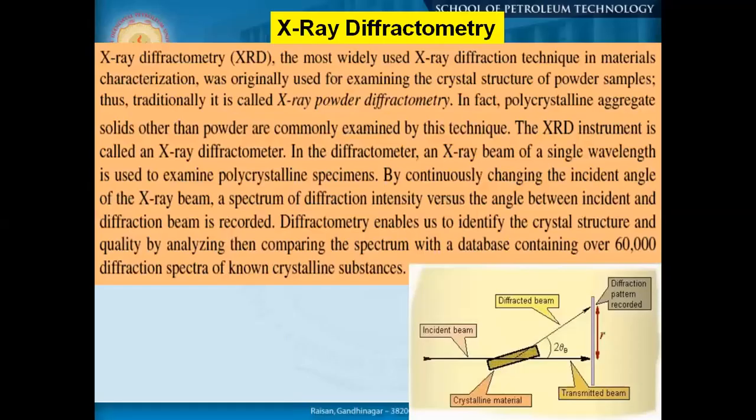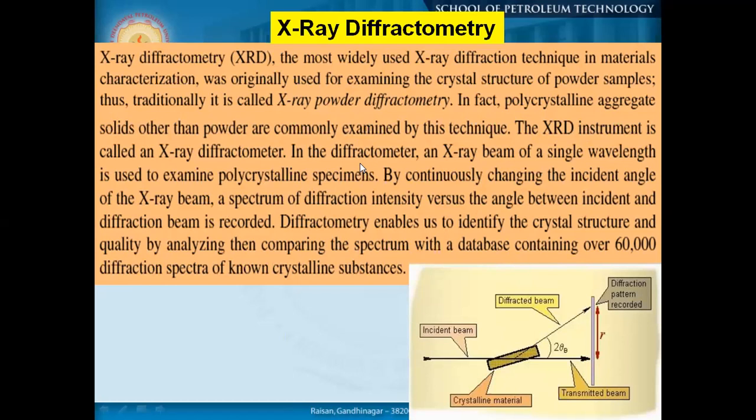X-ray diffractometry, the most widely used X-ray diffraction technique in mineral characterization, was originally used in examining the crystal structure of powder samples. Thus, traditionally it is called X-ray powder diffractometry. In fact, polycrystalline aggregate solids other than powders are commonly examined by this technique.